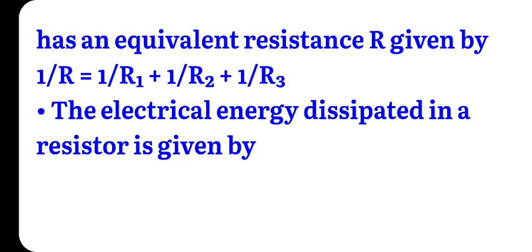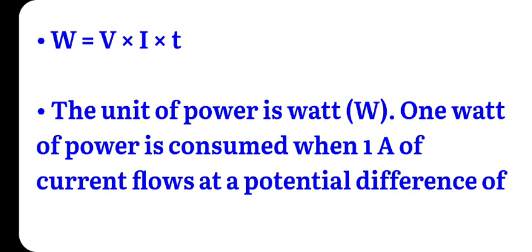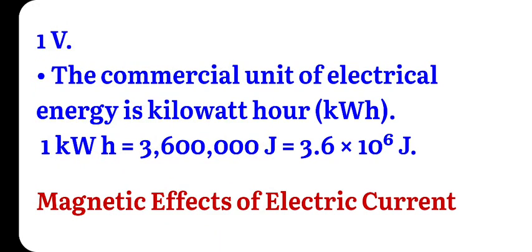The electrical energy dissipated in a resistor is given by W equals V into I into T. The unit of power is the watt, and 1 watt of power is consumed when 1 ampere of current flows at a potential difference of 1 volt. The commercial unit of electrical energy is the kilowatt hour. 1 kilowatt hour equals 3.6 into 10 to the power 6 joule.